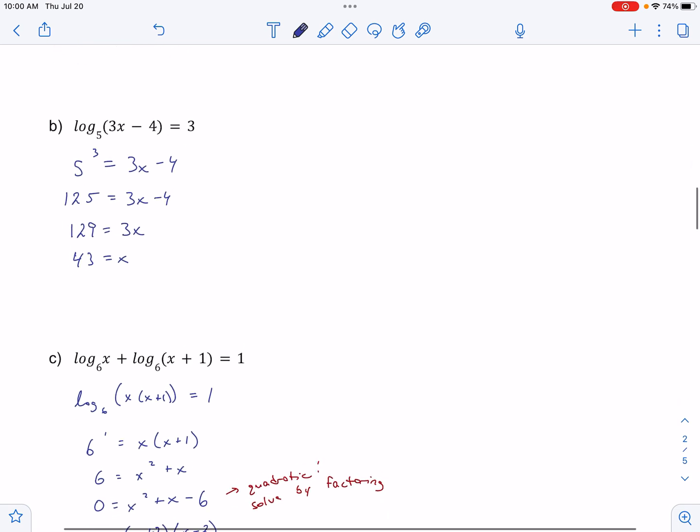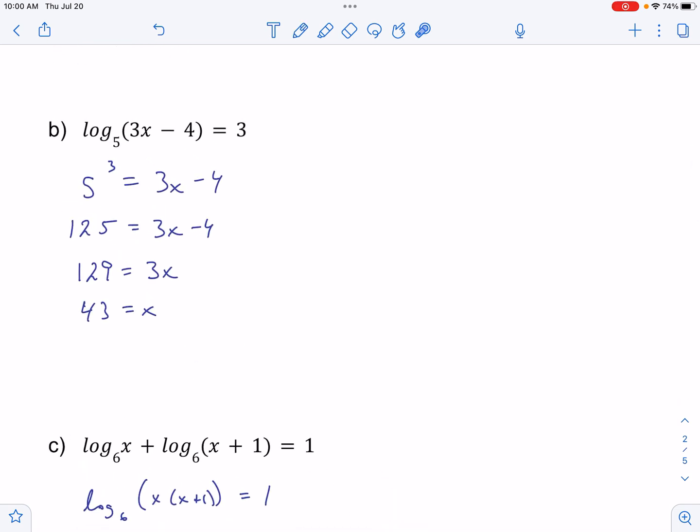For question B, my answer was 43. If I put 43 in here, do I get a negative number? 43 times 3 is 129, minus 4 is 125. That is still a positive number, so we are good. It is not extraneous.